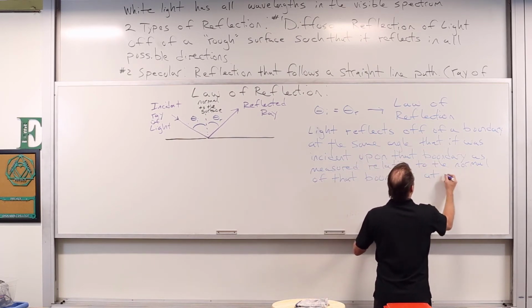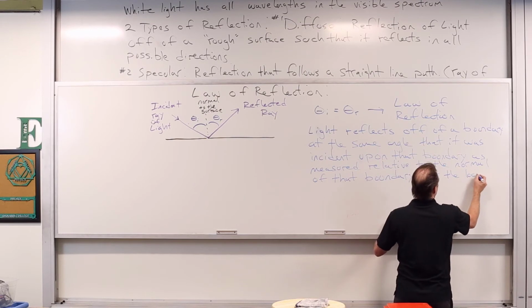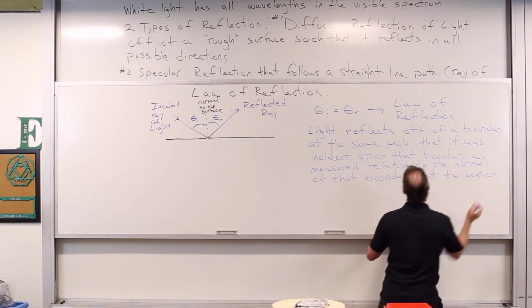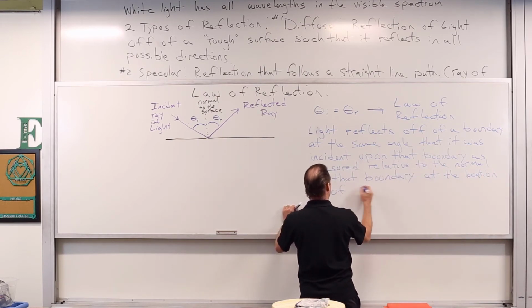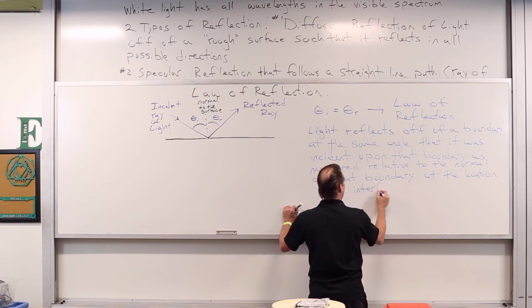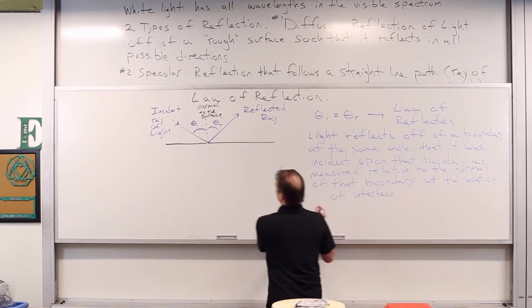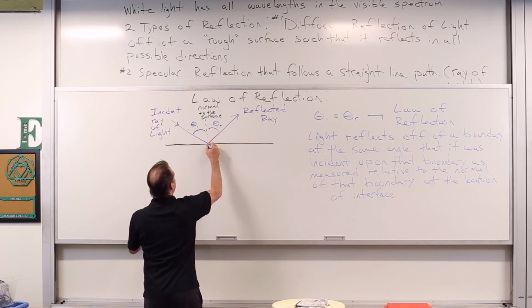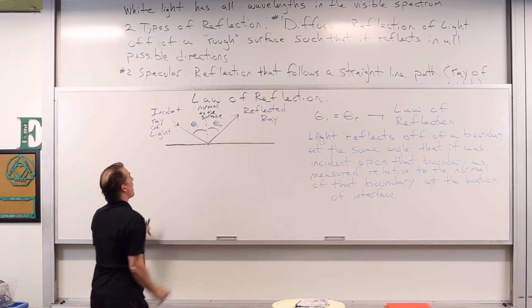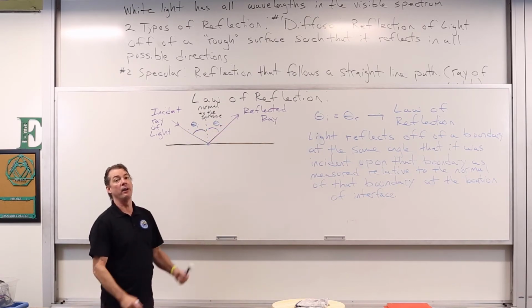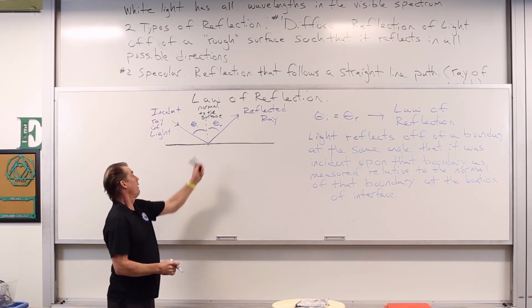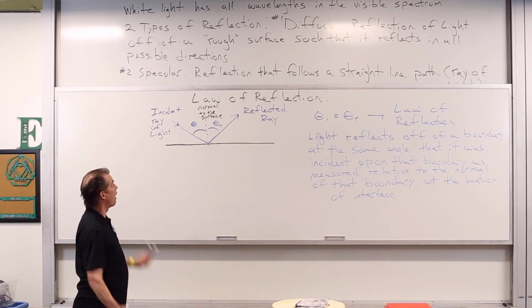At the location of the interface. So here's the interface of the boundary right there. It strikes right there, reflects off at the same angle that it was incident upon relative to that normal. That's it. That's the law of reflection.